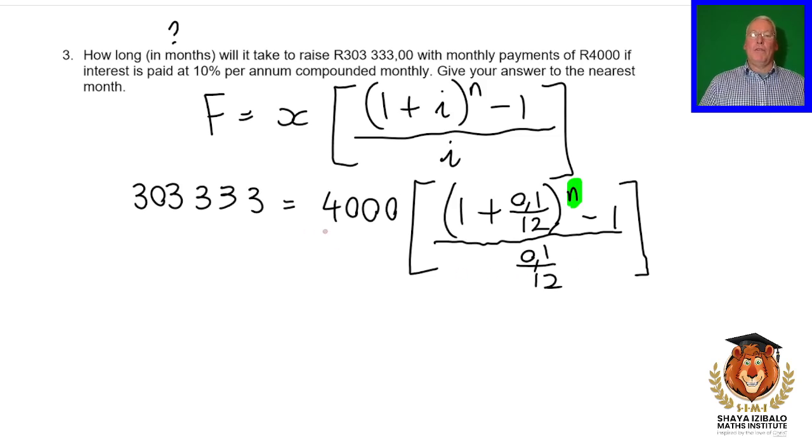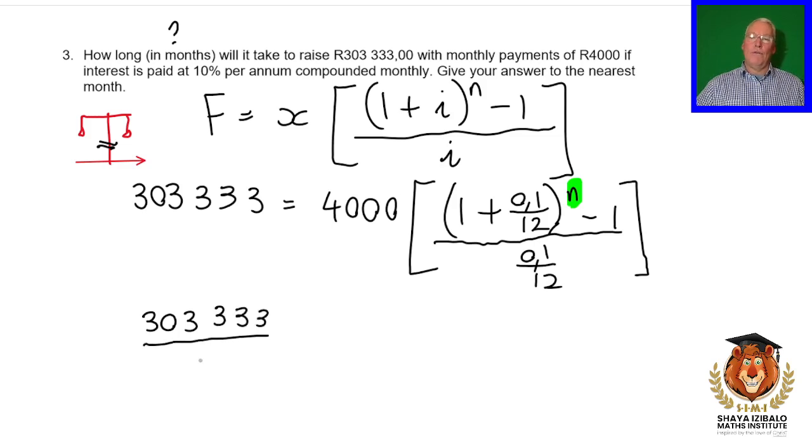Okay, what we're going to do, remember the really important idea with solving any equation is we've basically got a set of scales, and both sides are balanced. So whatever we do, the equal sign represents that balance. Whatever we do to the one side, we must do to the other side. Let's start off by dividing both sides by 4,000. So 303,333 over 4,000.